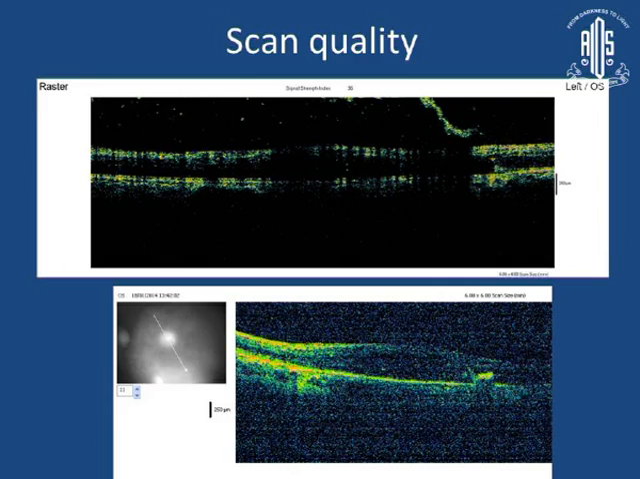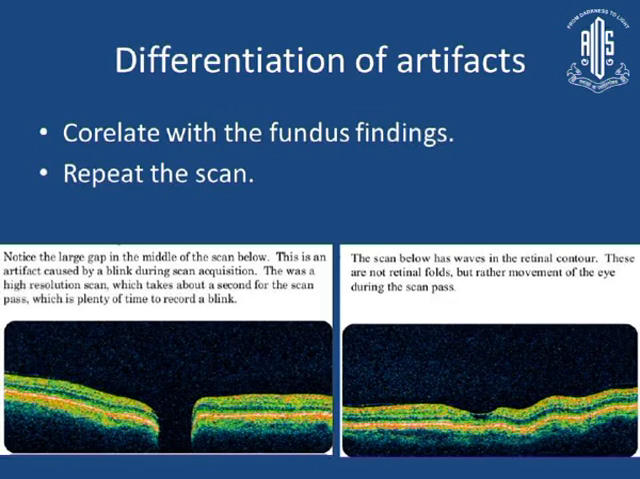Now in this case, you see shadowing because of some thick vitreous opacities, and here overall increased noise because of cataract. You may get artifacts like this. Now this is not a true gap, but actually due to a blink. And here you see these folds. These are not true retinal folds, but due to eye movement.